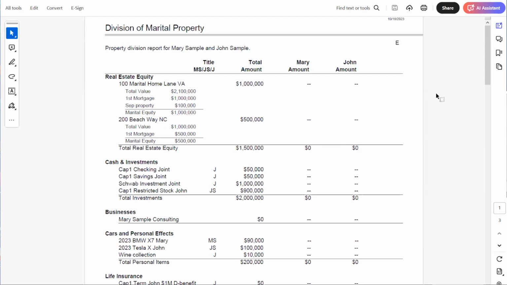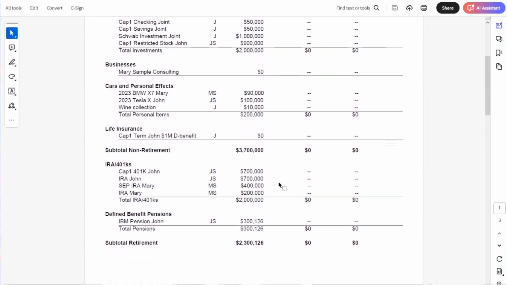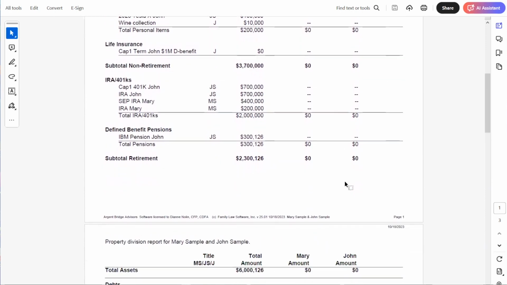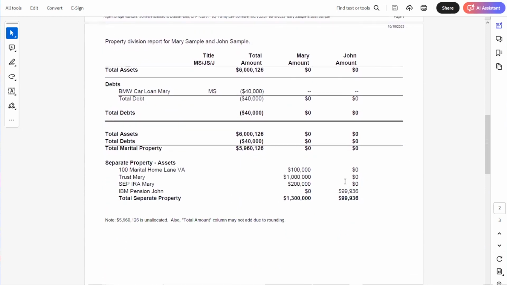And so here we're showing a sample report that we have. Our sample people's names are Mary Sample and John Sample. And what we're showing here is we have the different categories of assets. So we start with real estate equity. We have cash and investments, businesses, cars and personal effects, life insurance, retirement accounts, which include pre-tax and already taxed accounts, and then pensions. And then we also list down below any debts that there may be. It could be student loan debts, car debts, things like that. And then we also list separate property assets. And we'll talk about what separate property is in a separate video that we will show you and talk a little bit more about how that works.